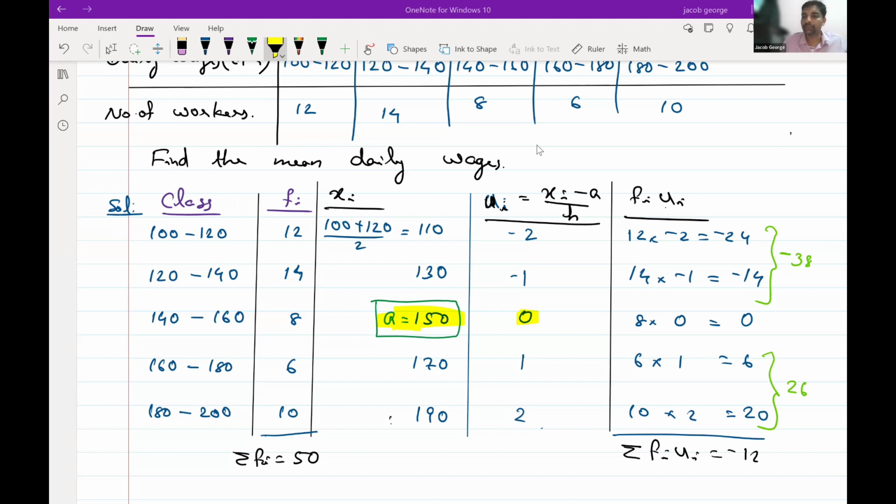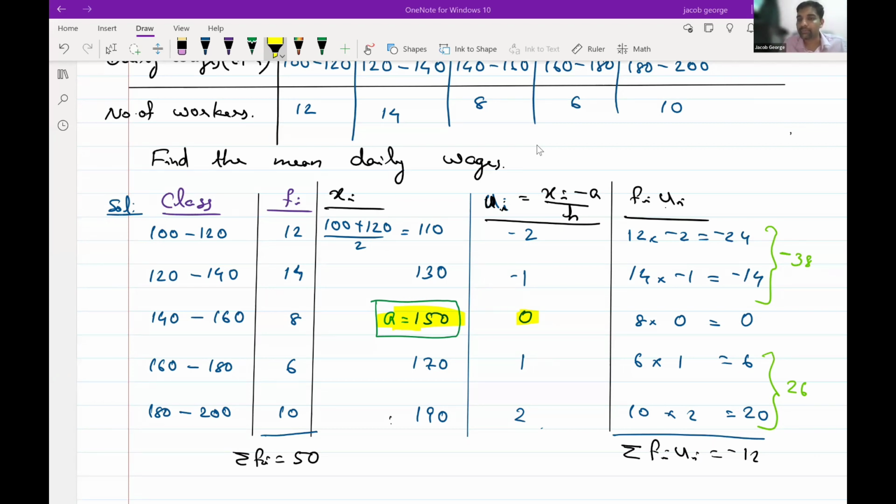Everybody understood that one? So what is h? h is the class size. For example, for 100 to 120, the class size is 120 minus 100, upper limit minus lower limit. That width of the class is called h. It is 20 here. All the classes are uniform, 20, in this question.